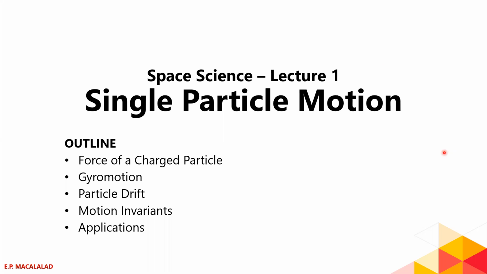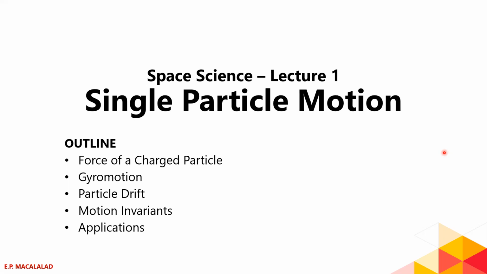Okay, so the outline of the lesson today is the following. We will have some review of how electric and magnetic forces affect charged particles. And from that, we're going to talk about gyro motion as well as particle drift. So remember that gyro motion and particle drift are two distinct kinds of motion of charged particles under the influence of electric and magnetic fields.